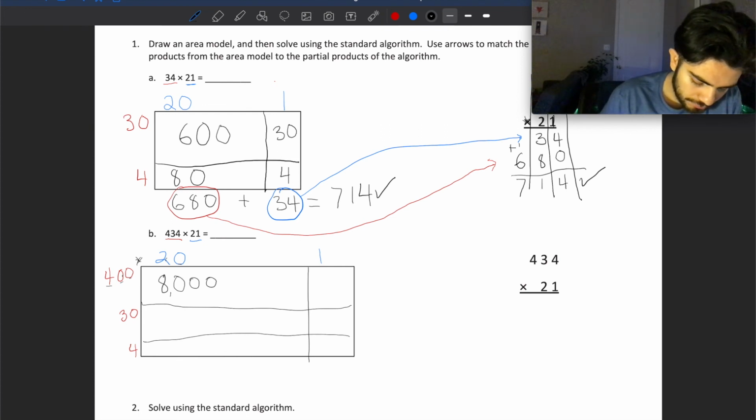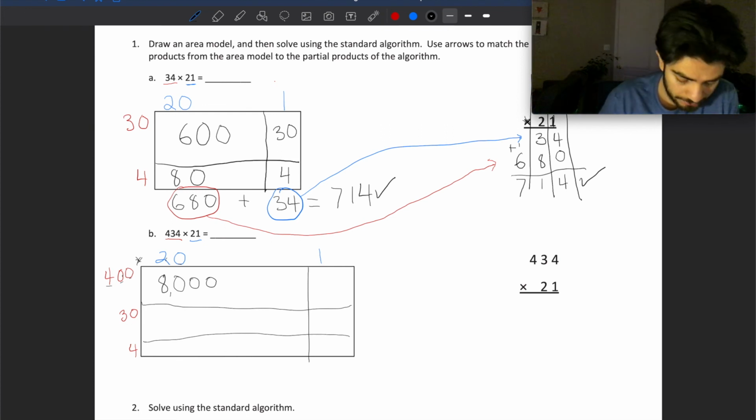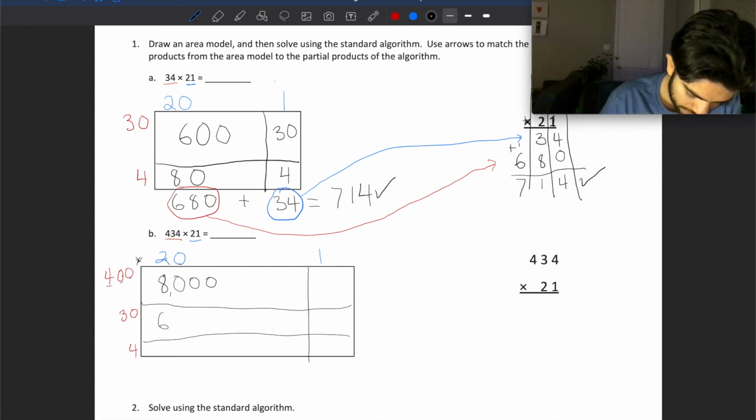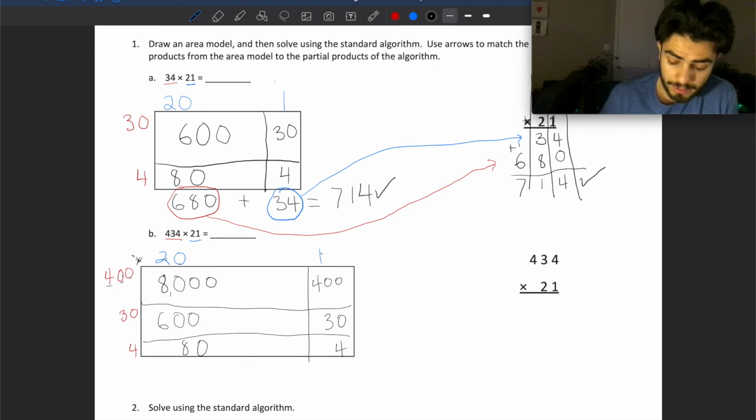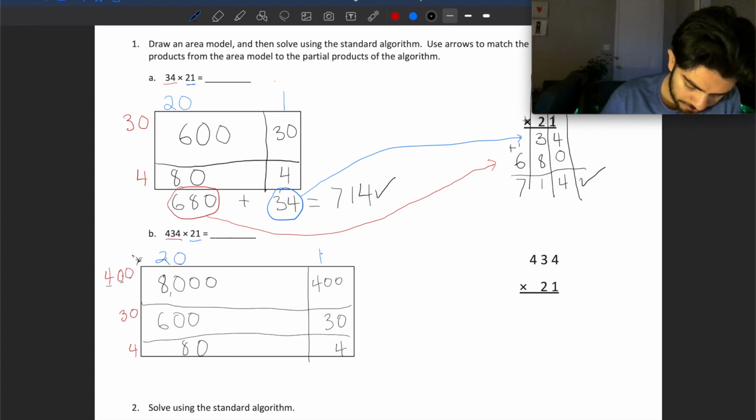Now let's continue. Now you got 30 times 20. You can do the same thing. You got 3 times 2 gives you a 6, and you got 1 and 2 zeros. Keep going. 4 times 20. That one I know to be 80. Now you're just going to multiply everything by your ones. 400 times 1, 400, 30 times 1, 30, and 4 times 1, which is 4.